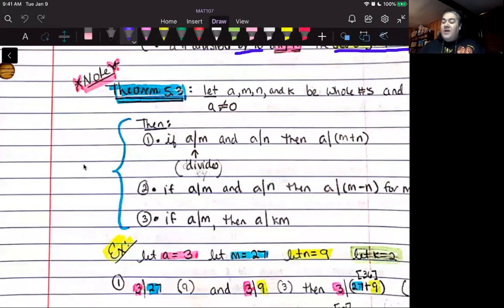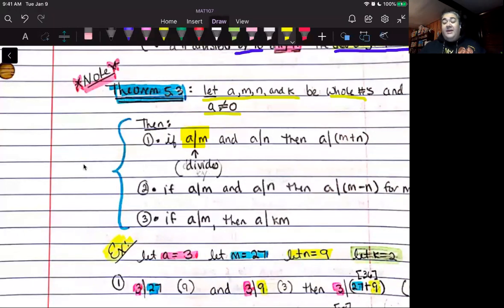Okay? Theorem 5.3 states that if we let a, m, n, and k be whole numbers, so we're letting these variables represent whole numbers, and a is not equal to 0, then, and here's the notation we use, it is important to note that notation. This little line, in set theory, stood for "such that." Now, in this context, it refers to "divides." So it's important to note that, and I'm going to highlight it so as to not block our conversation. That little line means divides.